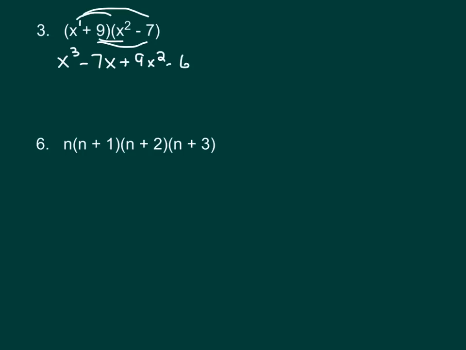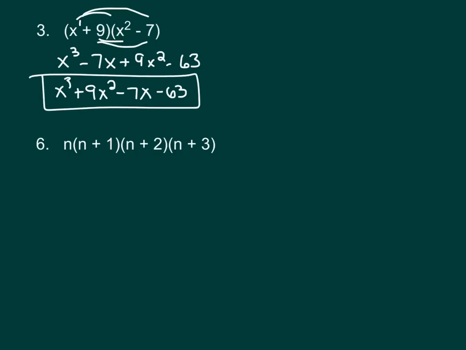Okay, so now what you want to do, in order to write this in standard form, is rearrange this so our exponents go in descending order. So we're going to write our x cubed first, then our 9x squared, then our negative 7x, and then our number at the end.